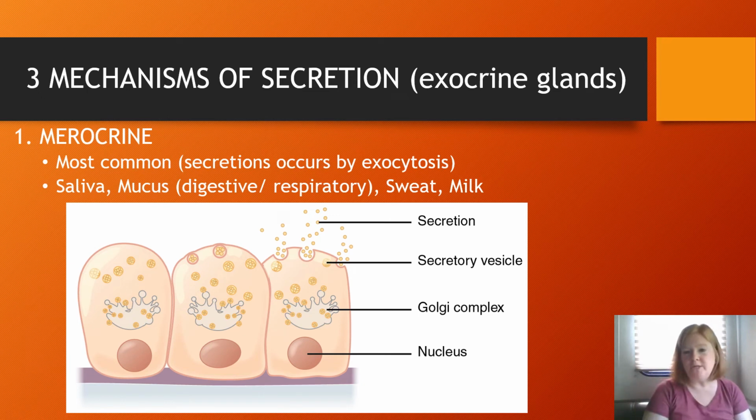So we have merocrine secretion. Now, merocrine secretion is the most common. And what happens is the secretions happen through the process of exocytosis. So saliva, mucus, sweat, milk. What happens is these vesicles move to the surface, secrete their contents. The cell keeps working, okay?